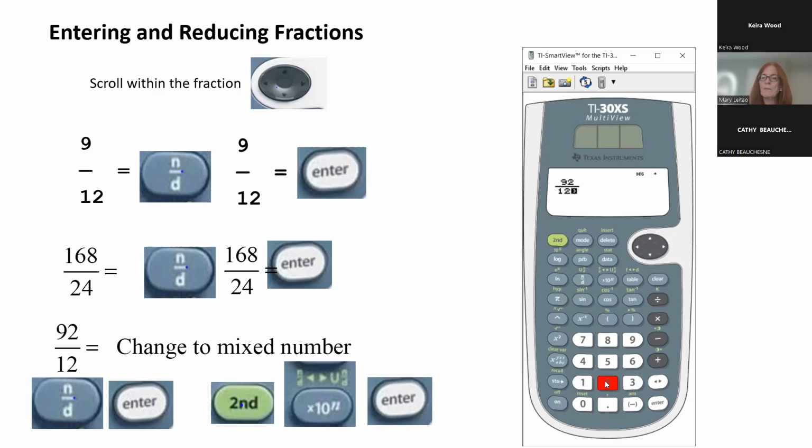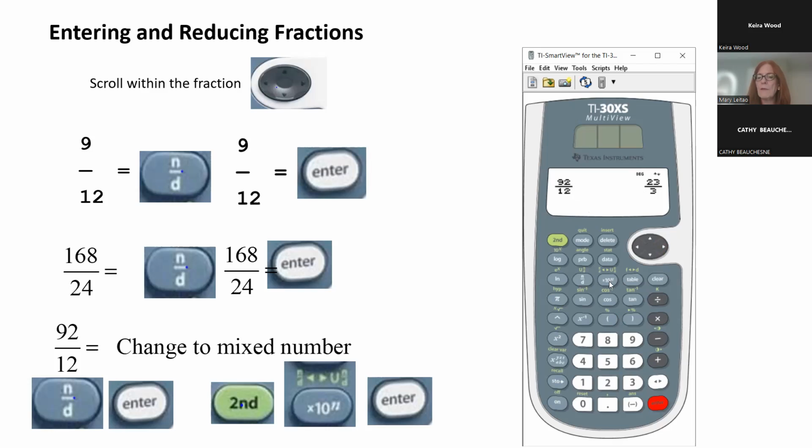12 at the bottom. Come out of the fraction. If I hit enter, I get an improper fraction. Even though it's reduced, it's an improper fraction, which means it's top heavy, just like the original fraction was. And there's a button on here that will convert that improper fraction to a mixed number, a mixture of a whole number and a fraction. And how you get that button, it's right here.